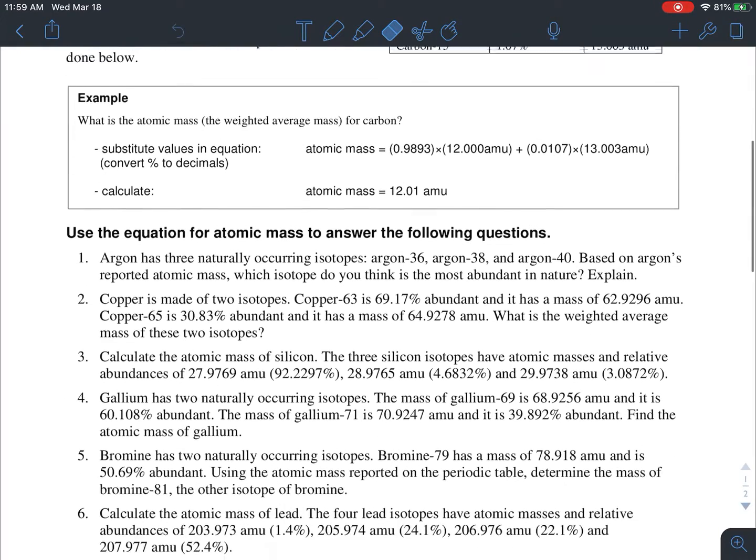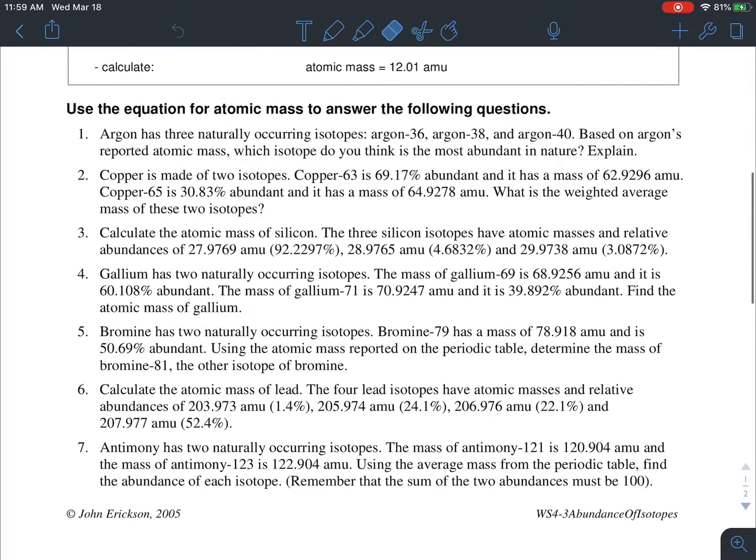So we're going to just focus in on a handful of these problems. I've selected problems 1, 2, 5, and 7 as those tended to have more of the questions from class. The first question: argon has 3 naturally occurring isotopes, argon-36, argon-38, and argon-40. Based on argon's reported atomic mass, which isotope do you think is the most abundant in nature?